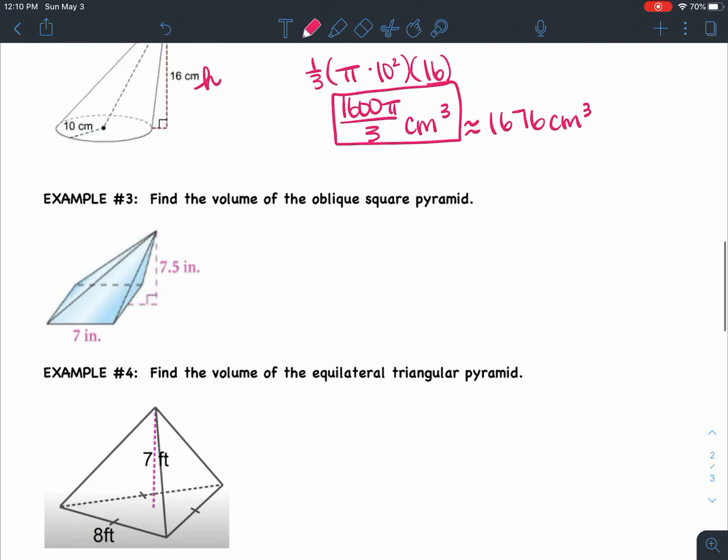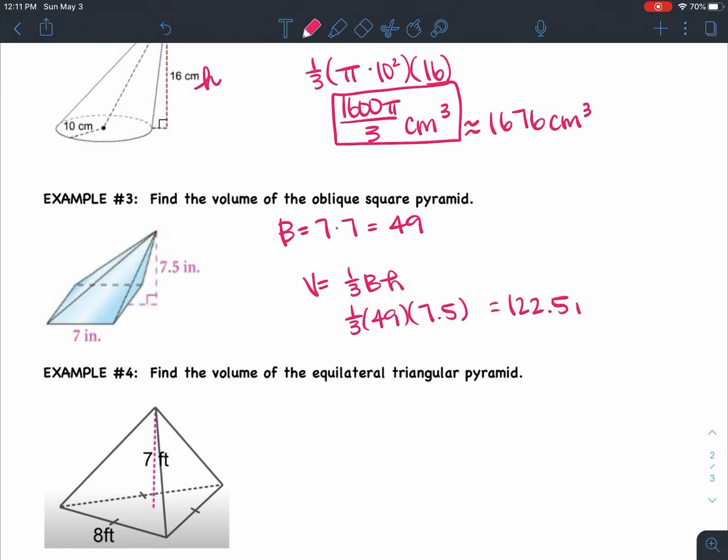just as a default. Here's our oblique square pyramid. So our base is going to be a 7 by 7 square, which is 49. And for volume, it's 1/3 area of the base times the height. So there's our 49, and our height is 7.5. So I'm going to do 49 times 7.5, which is 367.5, divided by 3 is 122.5 inches cubed.